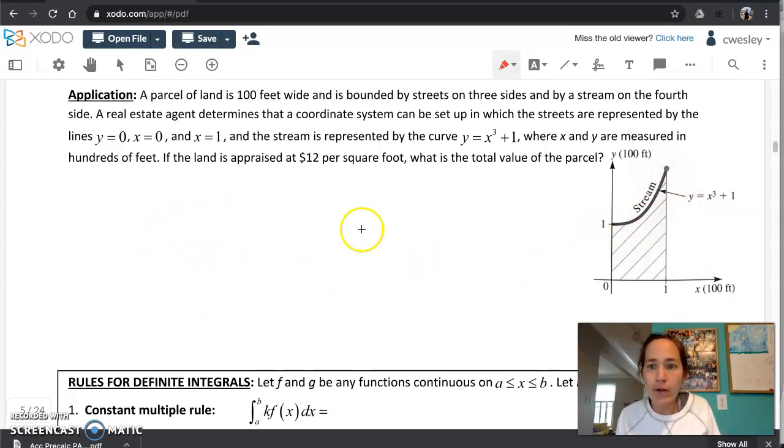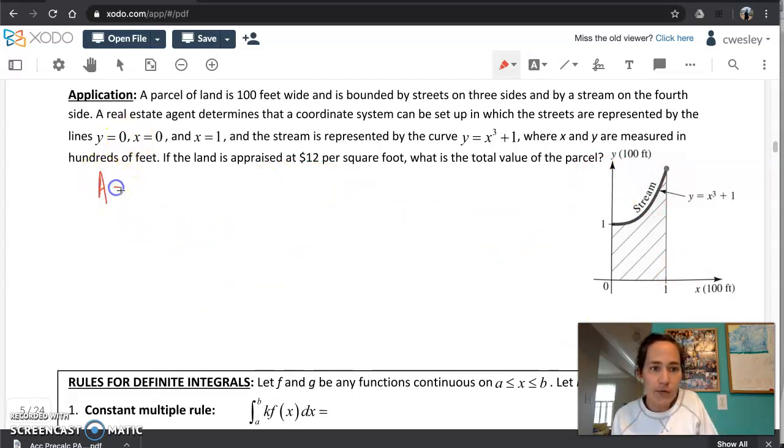And we have a model of the stream being x cubed plus 1. We have our setup here, and we can see the area graphed, and the land is appraised at $12 per square foot. I want to know how much the land is worth. We need calculus to get us the area of the shaded region, and then we can multiply it by the price to get the value. So let's first get the area.